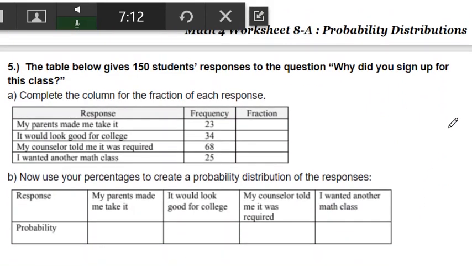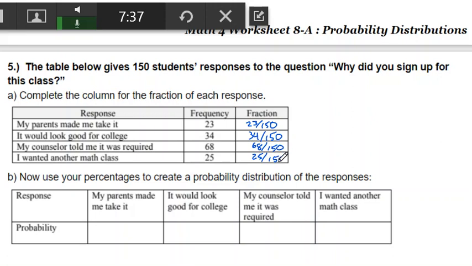Now, we're looking at 150 students' responses to the question, why did you sign up for this class? Now, as a fraction, we would say 23 out of the 150. We would say 34 out of the 150. 68 out of the 150. And 25 out of the 150.